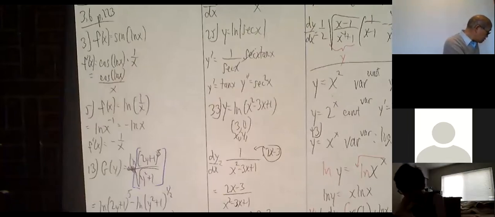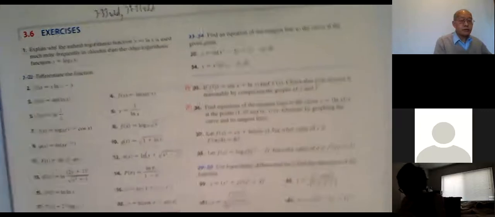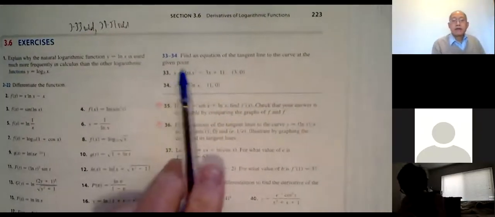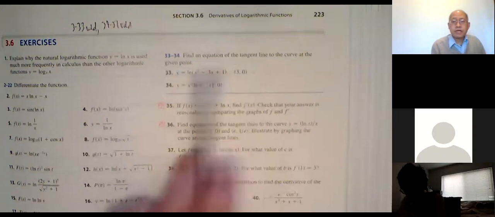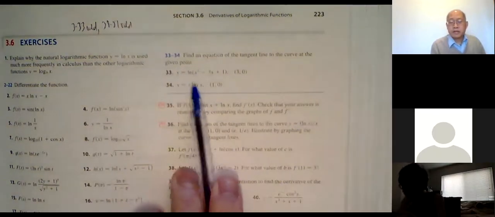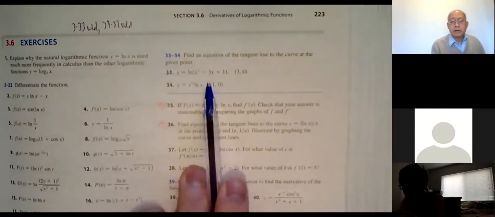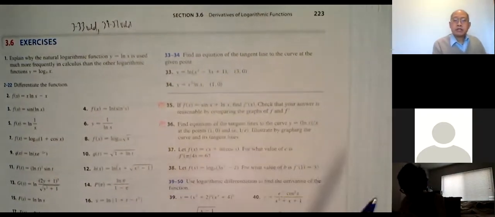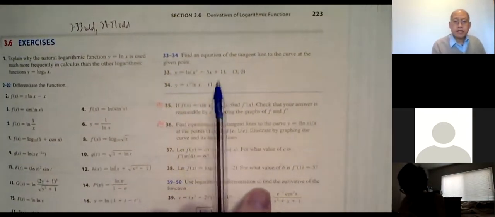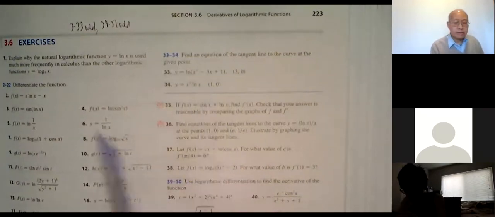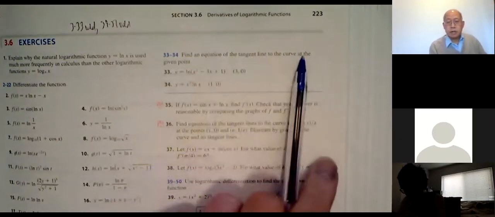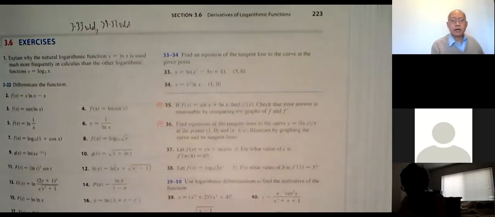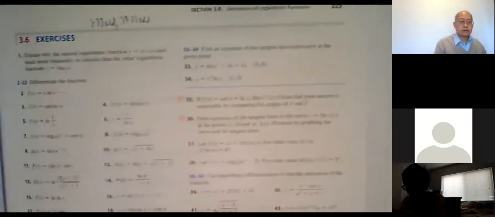Okay, then 33. This theme again. Find the equation of the tangent line to the curve at the given point. So the book doesn't let you forget this. Okay, so same thing. This has a graph. Okay, you're at a certain point. What's the equation of the tangent line? Whatever this looks like, it might have some weird looking shape. Okay, but at that certain point, there's going to be a tangent to the curve. We want to come up with the equation of that tangent line to the curve.